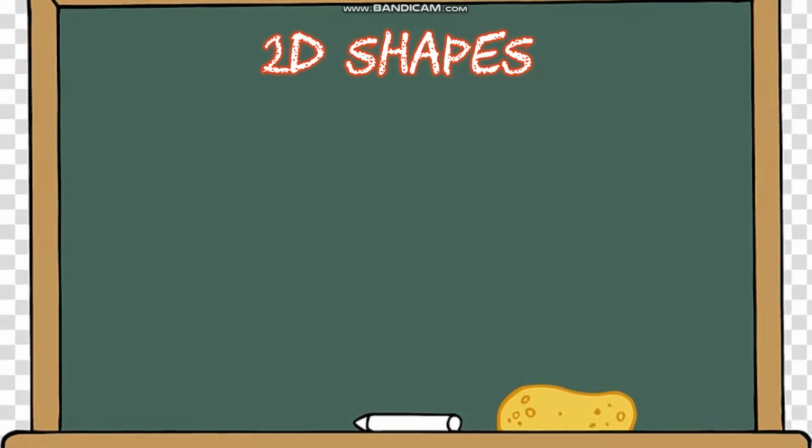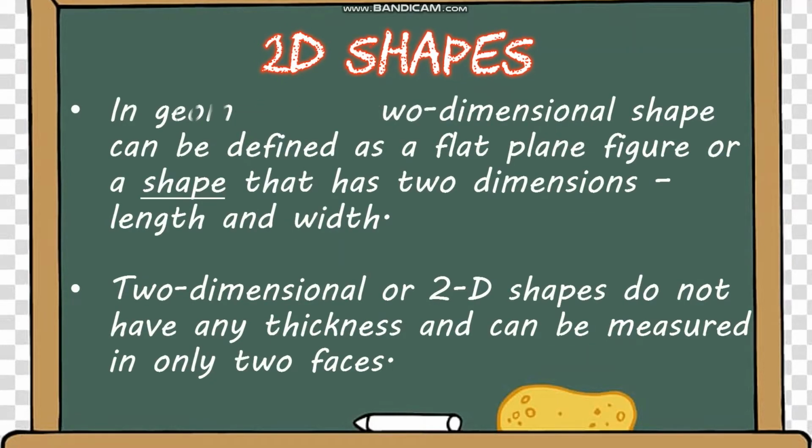Let us first define 2D shapes. In geometry, a two-dimensional shape can be defined as a flat, plane figure or a shape that has two dimensions only, the length and the width. That's why we call it 2D shapes, because it's only two-dimensional. Two-dimensional or 2D shapes do not have any thickness and can be measured in only two faces. Okay, so they don't have thickness unlike the 3D shapes.